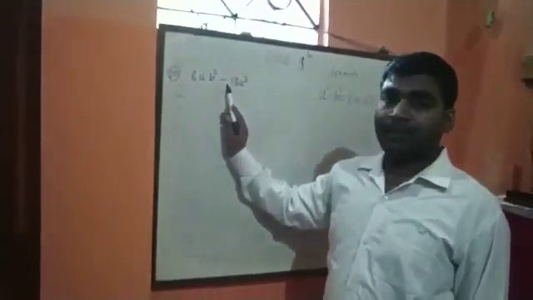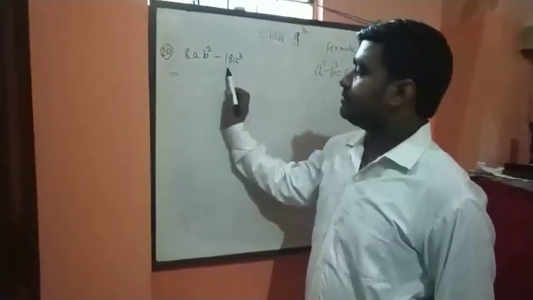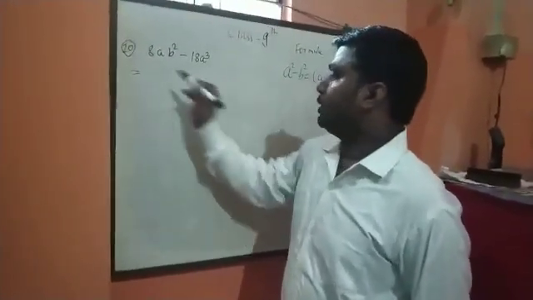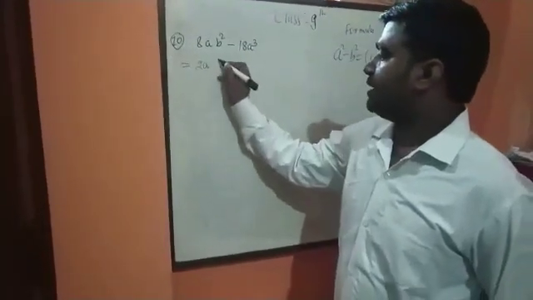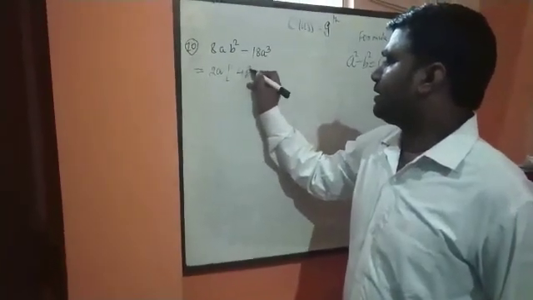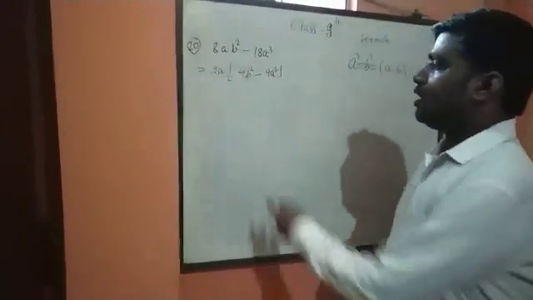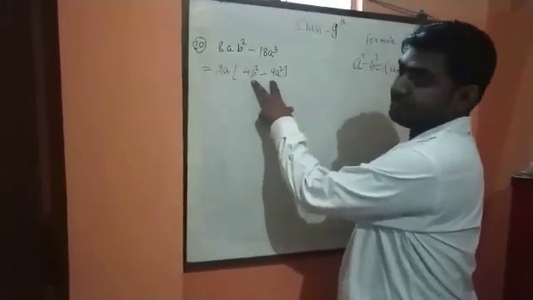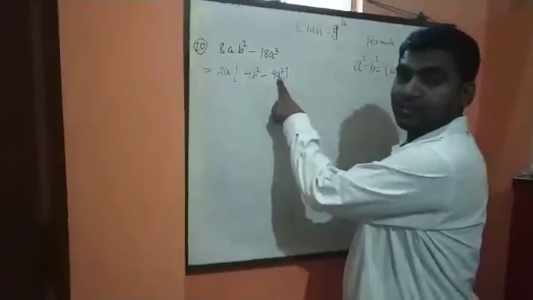Factorize 8ab square minus 18a square. Here we see the common factor in both expressions is 2a. So on taking 2a as common we have 4b square minus 9a square. Now see this bracket, 4b square may be written as 2b whole square and 9a square may be written as 3a whole square.